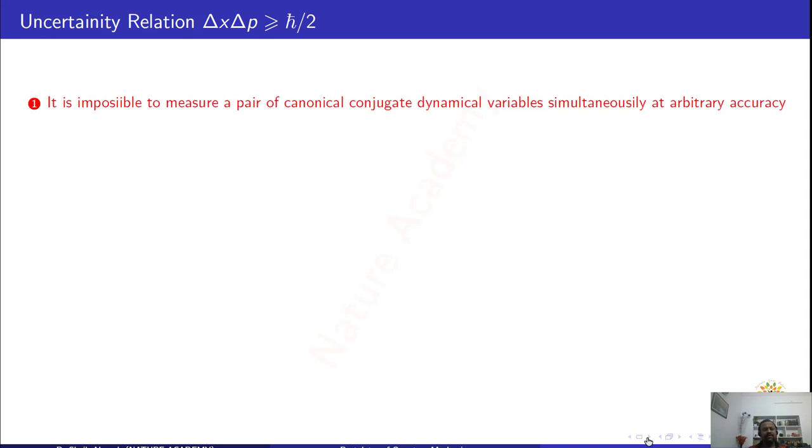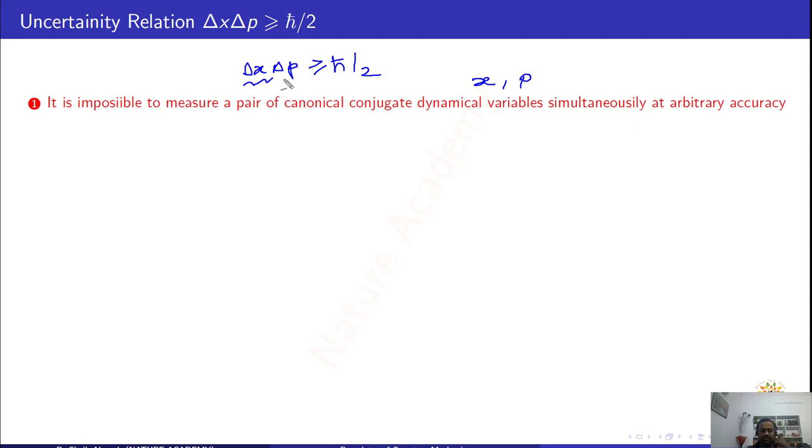So now I want to discuss the Heisenberg uncertainty relation. According to Heisenberg, it is impossible to measure a pair of canonical conjugates, for example position and momentum, simultaneously at arbitrary accuracy. This is the Heisenberg uncertainty principle statement. Mathematically, this can be written as delta x into delta p greater than or equal to h bar by 2, where delta x is the uncertainty in position.